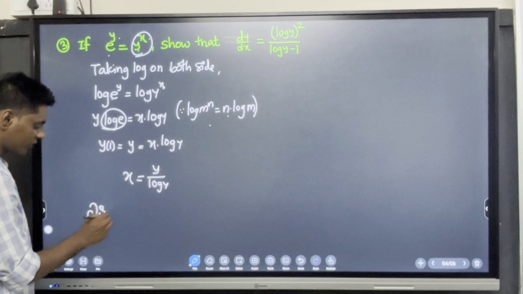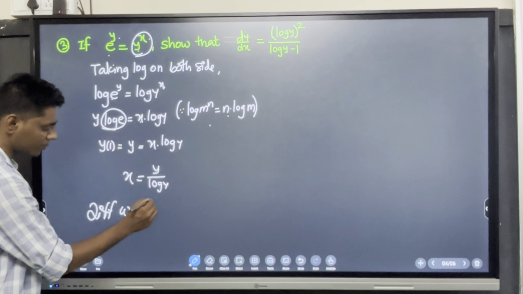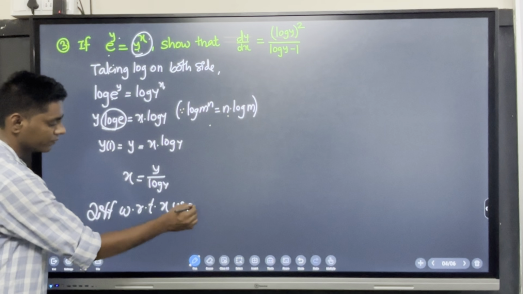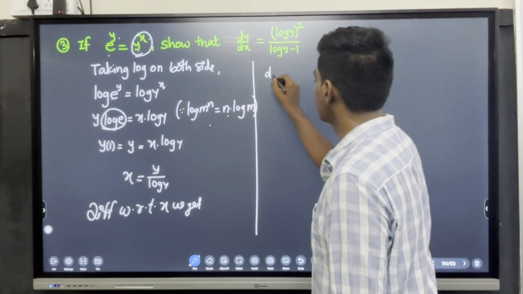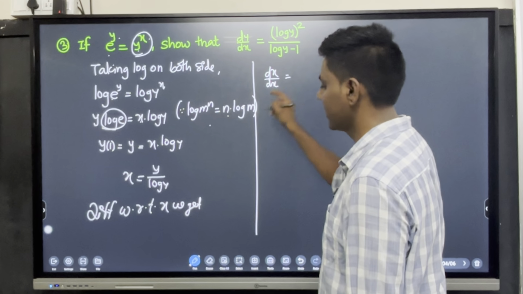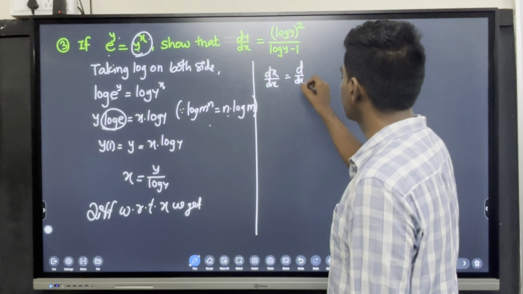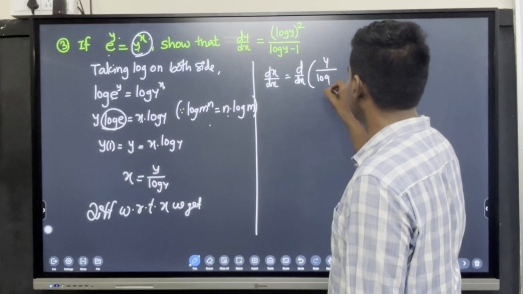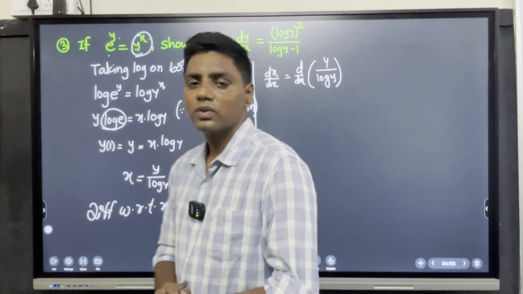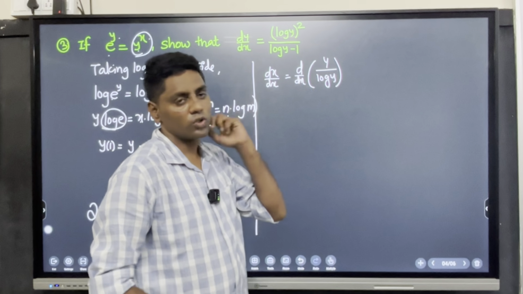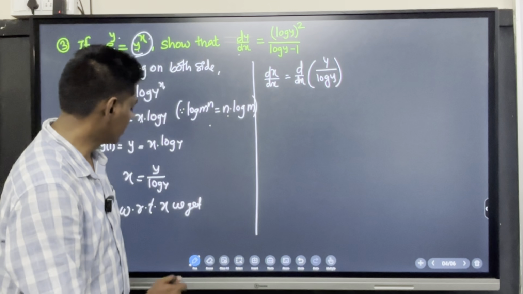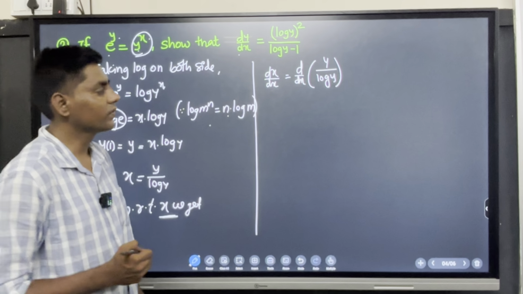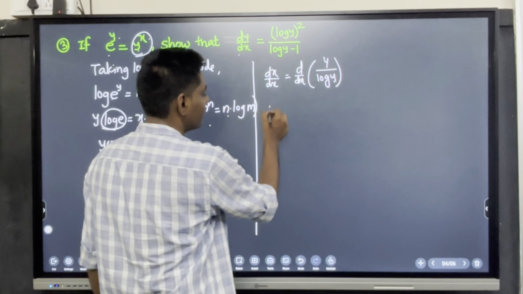And we have to differentiate with respect to x. So simple, apply d by dx on both sides, and we get the final answer. So d by dx of x equals d by dx of y divided by log of y. Simple. Here x is the function of y. What we have to calculate? We have to find dy by dx. So therefore we take the derivative with respect to x. What is the derivative of x? That is 1. And the next term is in terms of y, and it is in division.